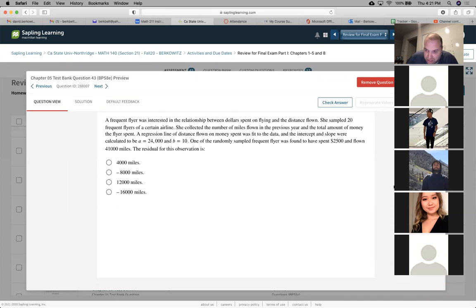The slope is 10, not 10x. 10x is the slope times a variable, but the slope is just 10. All right. So I hope that made sense.